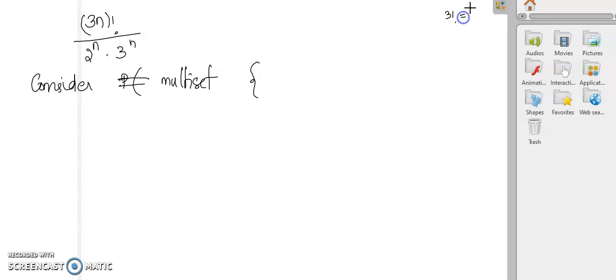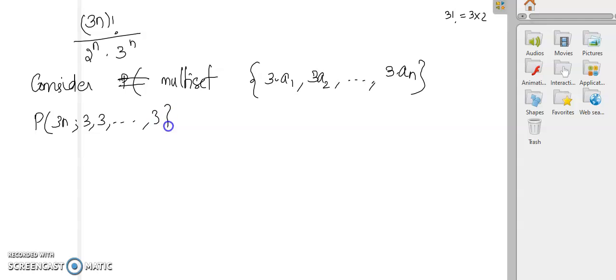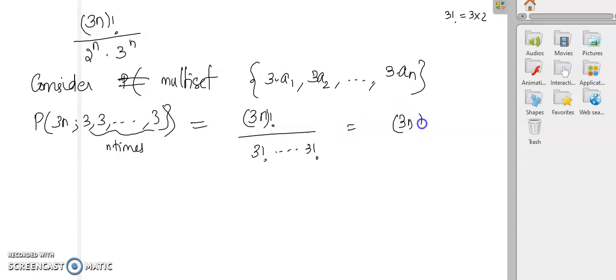3 factorial will be 3 into 2. So we will take the multiset 3a1, 3a2, etc., 3an, and then take P of 3n; 3, 3, etc., 3 coming n times. So by definition, that will be equal to 3n factorial by 3 factorial into 3 factorial, n times. So that is 3n factorial by 3 factorial whole raised to n.